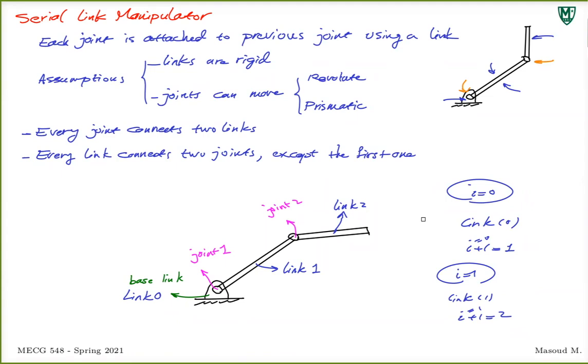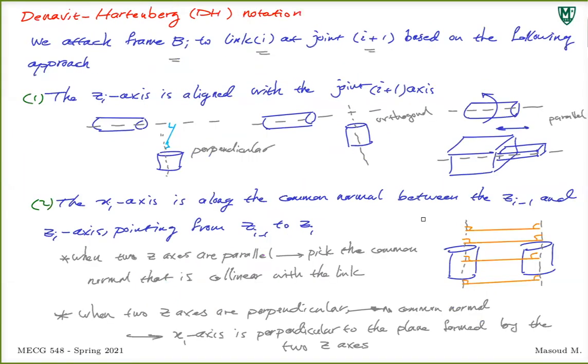Manipulators that, as I mentioned before, are identified by these two specific features: every joint connects two links and every link connects two joints, except obviously the first link, that is the fixed link or ground. These are the specific kind of manipulators or robots that we are interested in when we study the kinematics and dynamics of these robots.